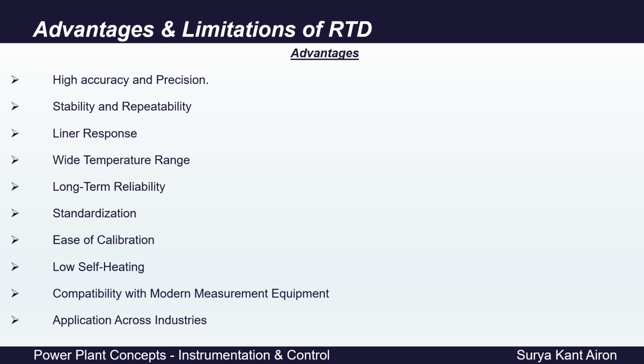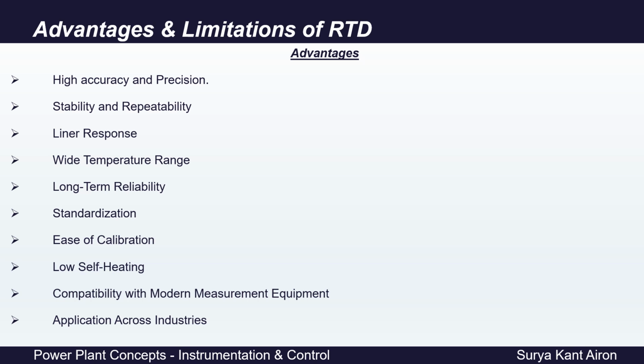Coming to the next advantage, which is their standardization. Throughout this presentation, I have used the word Pt100 many times. So that's the standardization. The most common RTD, Pt100, the platinum with a resistance of 100 ohms at 0 degrees Celsius, has become a standard in many industries. This standardization facilitates compatibility and interchangeability of RTDs across different systems and applications.